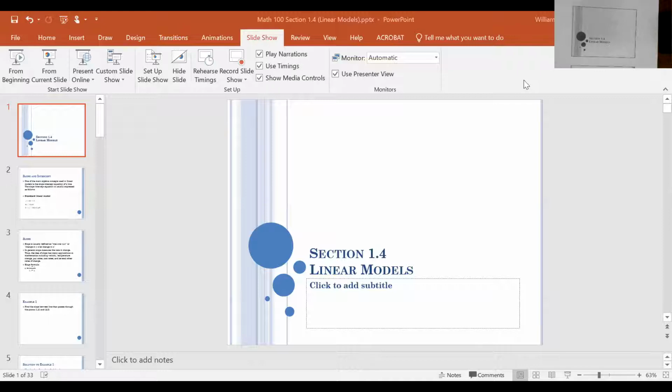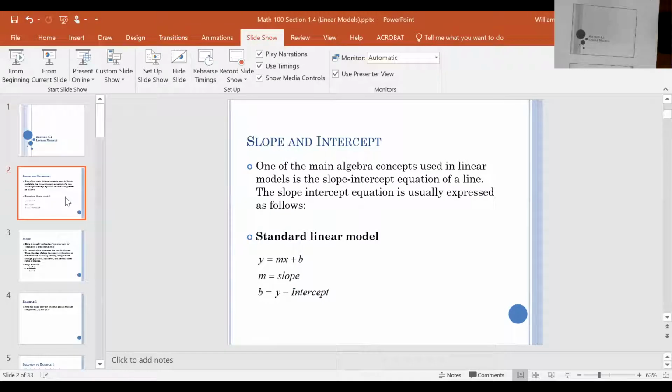Now recall that a model is just a mathematical equation, is all it is. So the equation we're going to use today is y equals mx plus b, and this is the standard linear equation where m is slope and b represents the y-intercept. The slope we will talk about in just a second. The y-intercept is the y-coordinate of where the line crosses the y-axis.